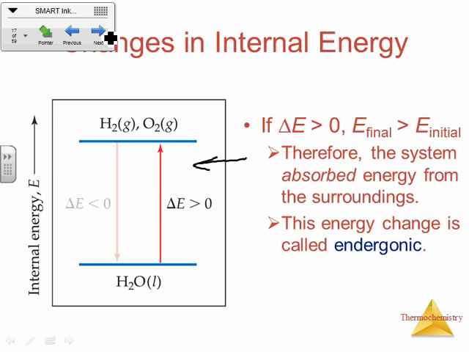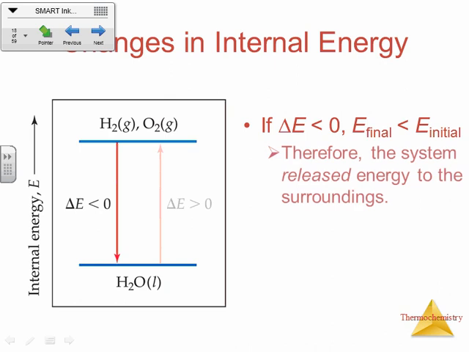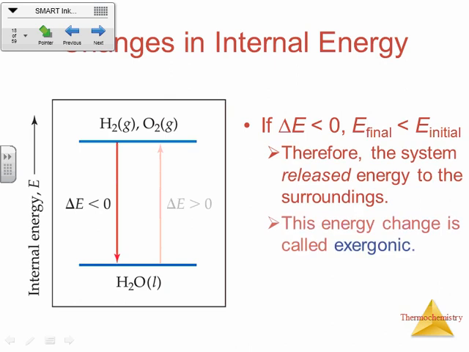And that energy change is called endergonic. I don't think you need to know that term. I've never seen it on an AP exam, but it's in the book, so there you go. So if we've got the opposite happening and delta E is less than 0 for the system, then that means some energy must have gone out of the system into the surroundings, and that's called exergonic.